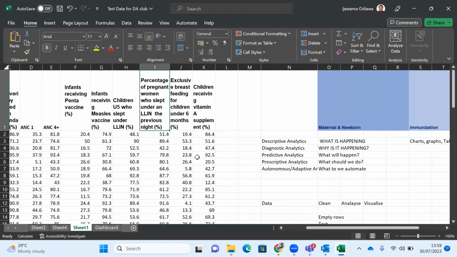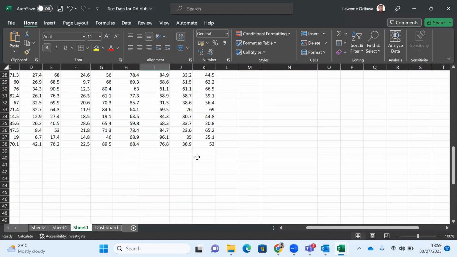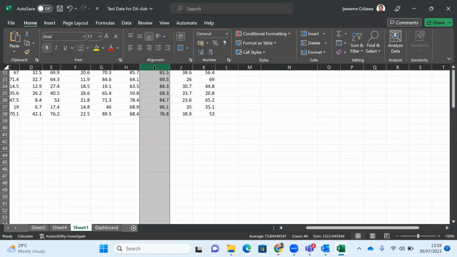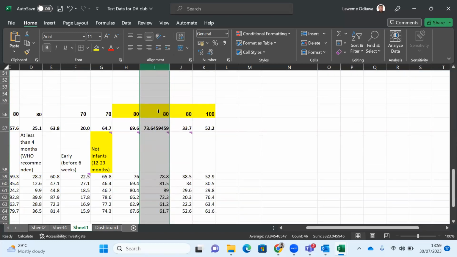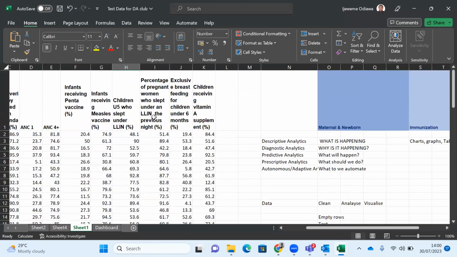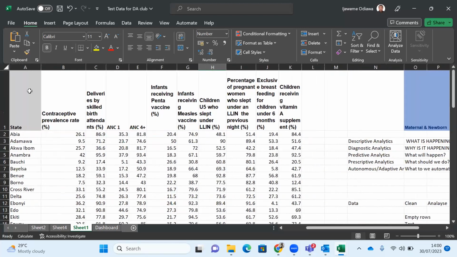So the target for the government, bad as it is, is that 80% of all women sleep under mosquito nets, and 80% of children less than 5 sleep under mosquito nets. However, the national average is 73% of women and 69%, almost 70%, of children. So let's see how each state performs, right? So we do the same thing. We pick each state.